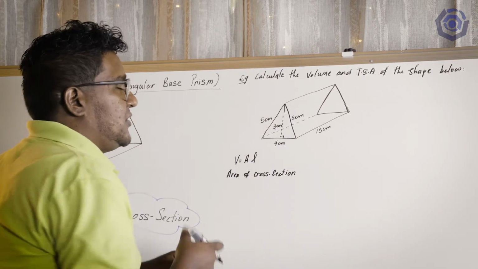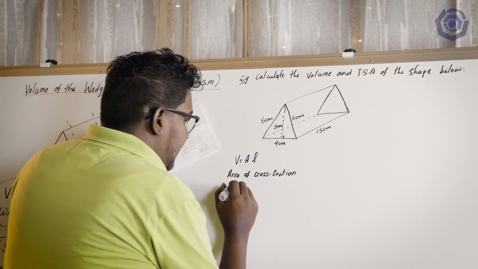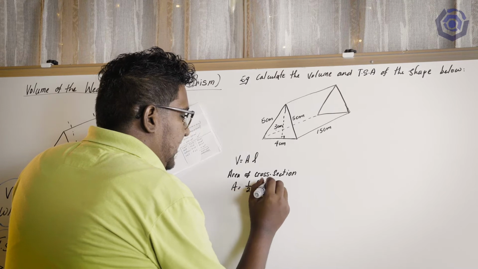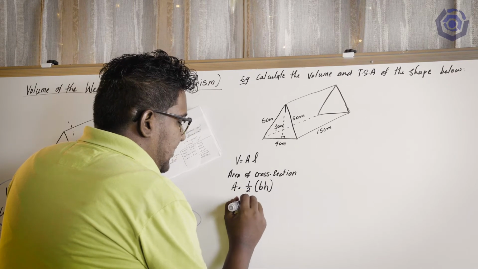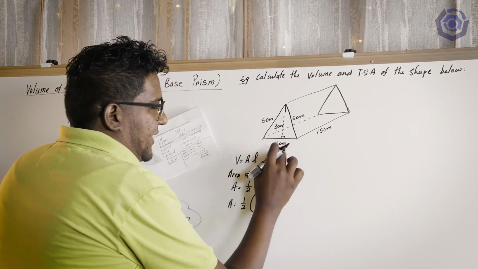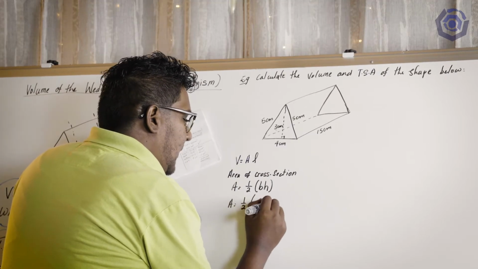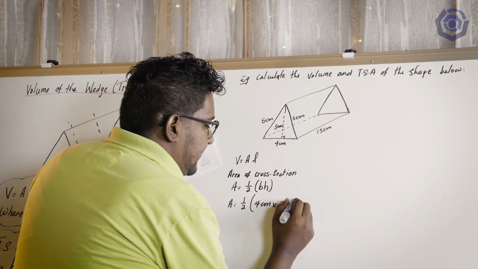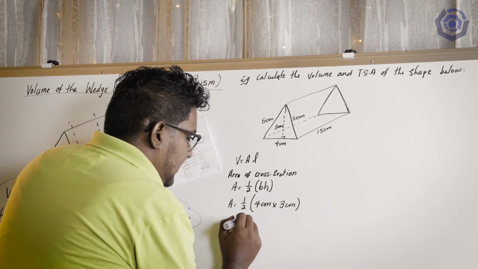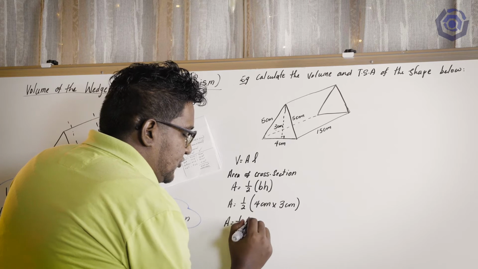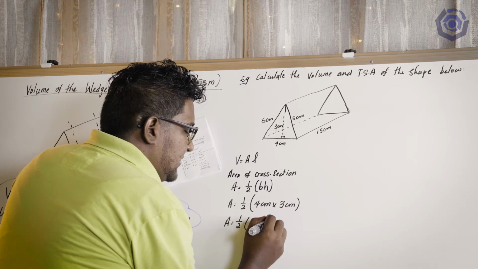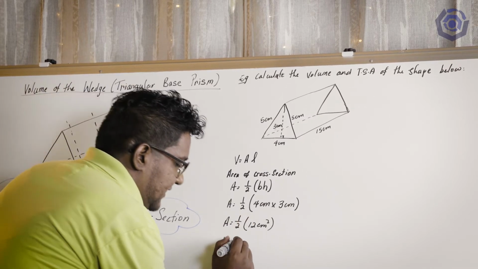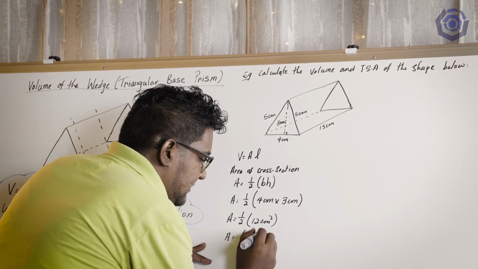So we said that we're going to use the half base times height formula. So A is equal to half of BH. A is equal to a half. Our base is 4 cm multiplied by the height, which is 3 cm. A is equal to a half of 4 times 3, which is going to give me 12 cm squared. A is a half of 12, which is 6 cm squared.